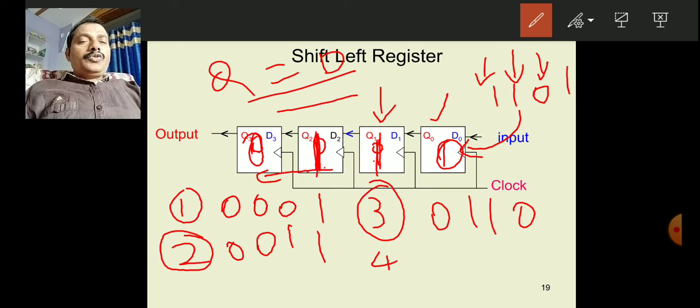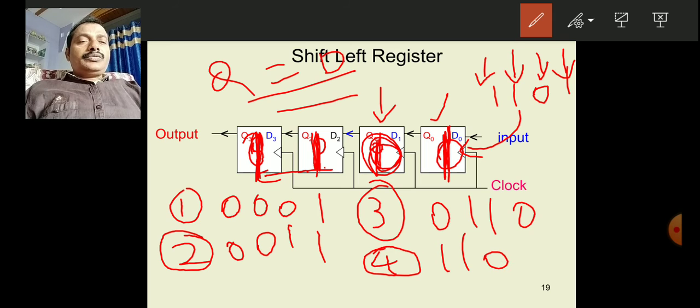At the fourth pulse, this one is shifted into D0. So this is the 1. Last one is shifted here. This 0 has moved into this. This one is moved into this. This one is moved to this. Hence 1 1 0. So this is at the fourth pulse, all the bits are shifted into the register.